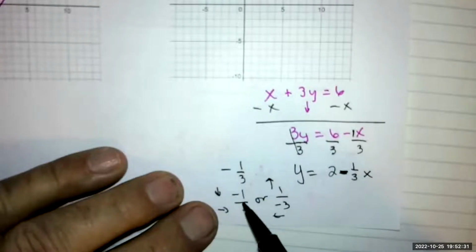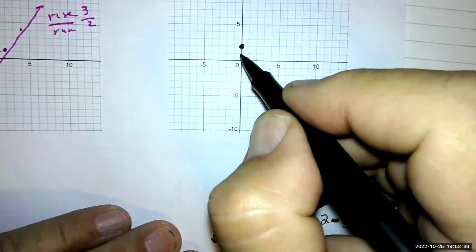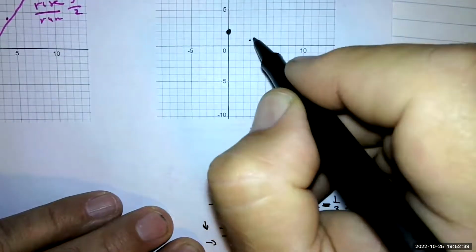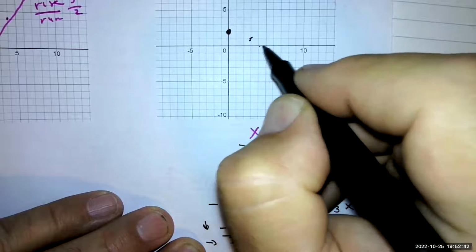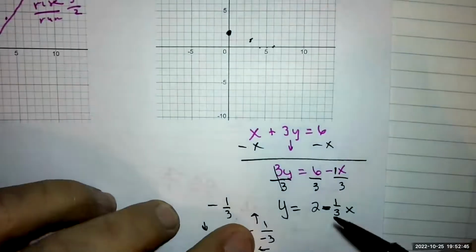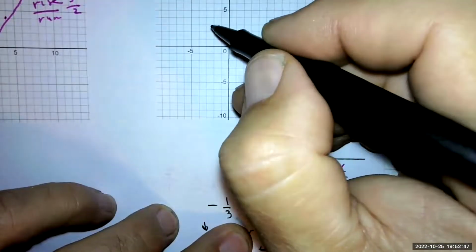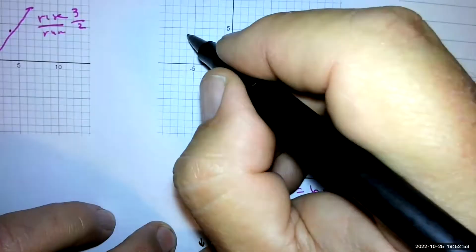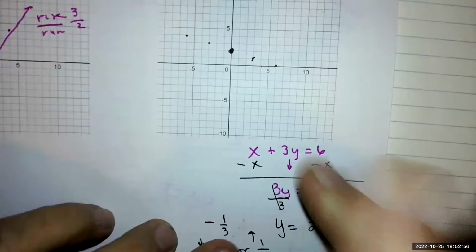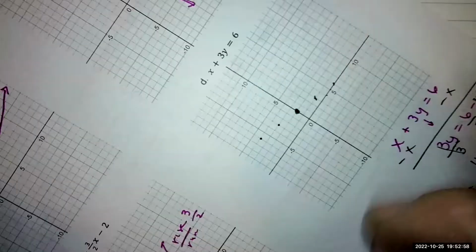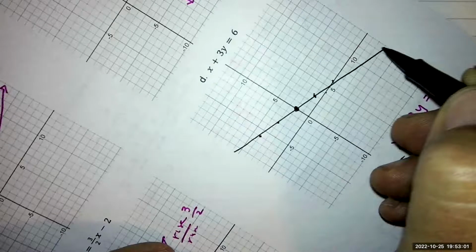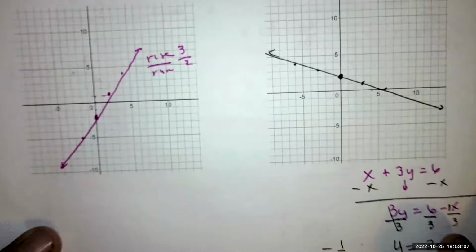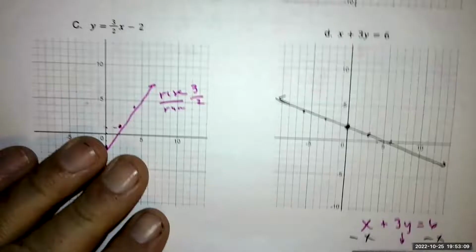All right, so I'm going to go down and to the right. So I'm going to go down 1. Is it down? Yeah. Down 1 to the right 3, 1, 2, 3. And I'll do it a couple of times. Now let's do the other one. Up 1, left 3. And you can see when you look, the dots are in a line. So I'm going to go here. And then there is my line. And that's it. That's how you do this one.